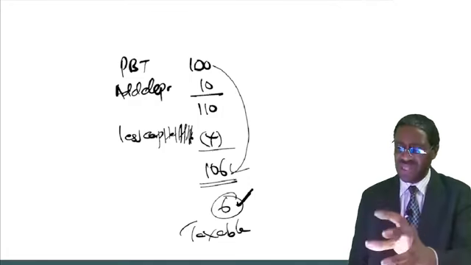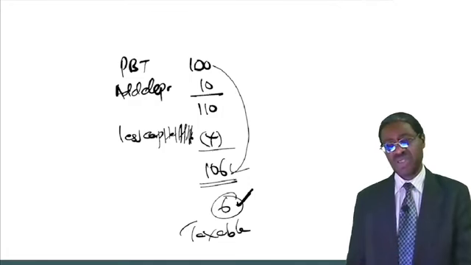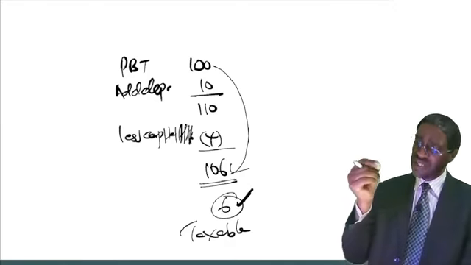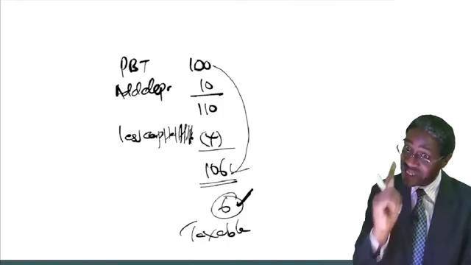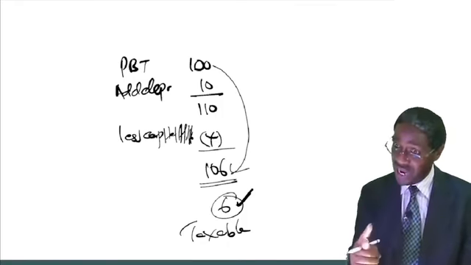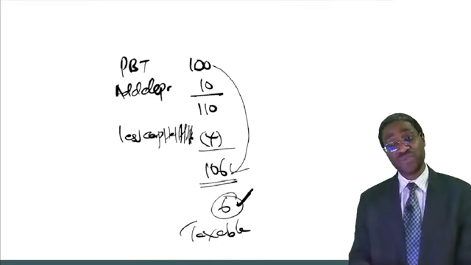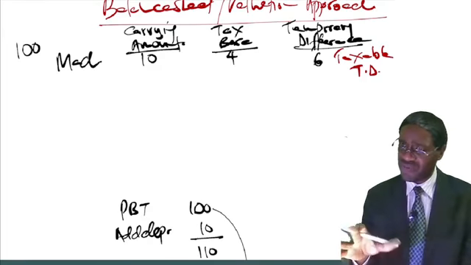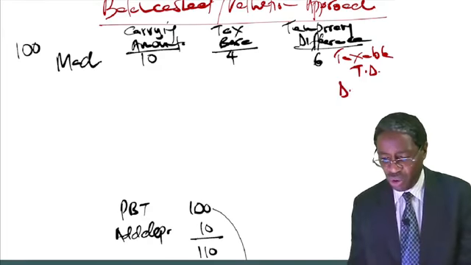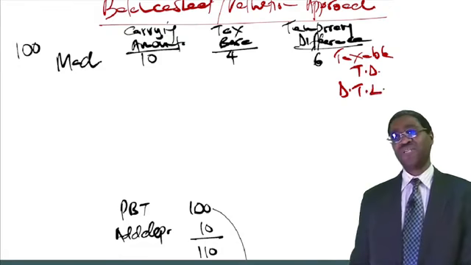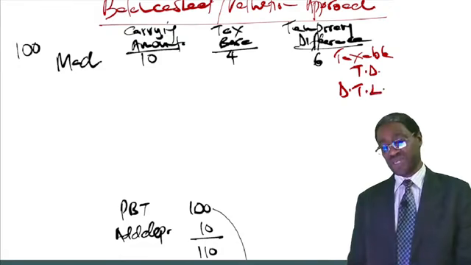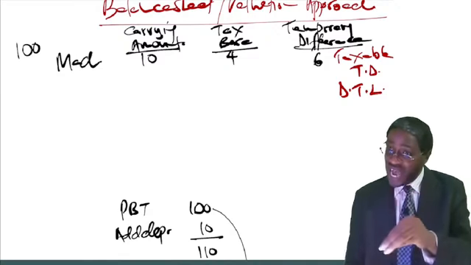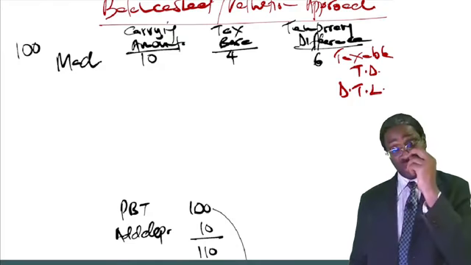So what is the prudent thing for me to do now? The most prudent thing for me to do now is to create a liability on that 6 million, a tax liability. When you have what we are calling a taxable temporary difference, then you create what we call a deferred tax liability. You will create a deferred tax liability on that 6 million. Create a liability now, paid in the future.